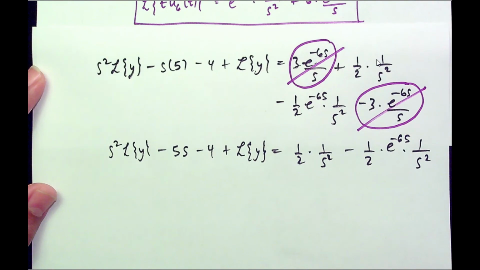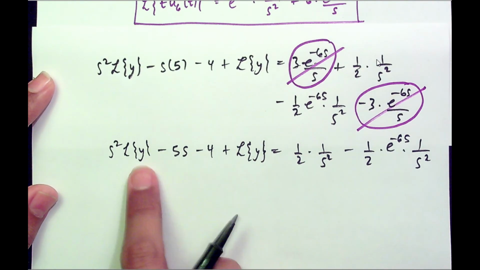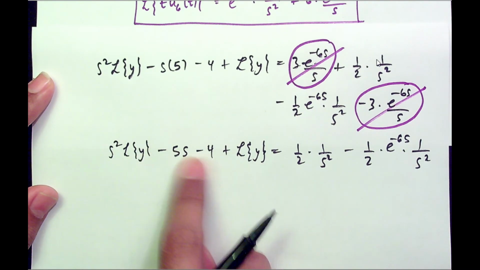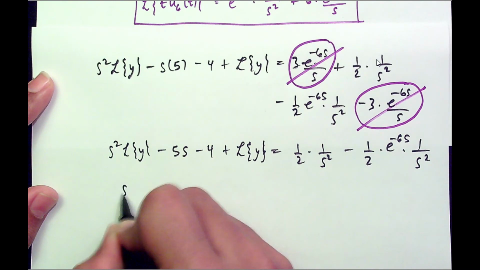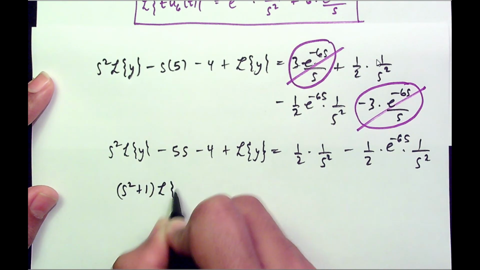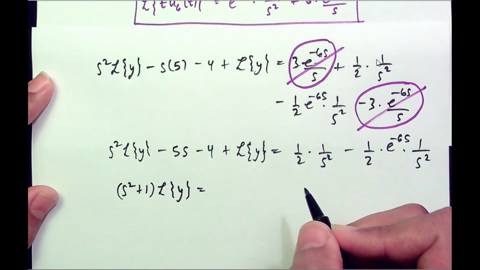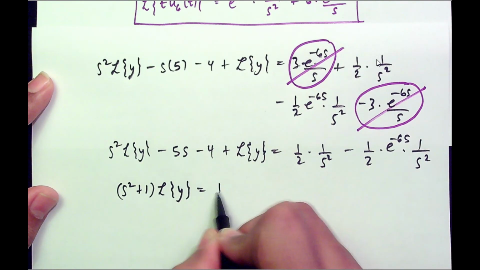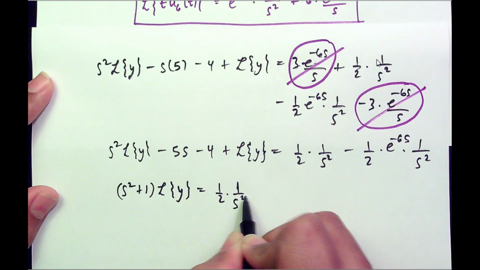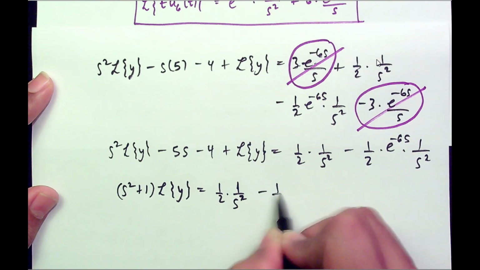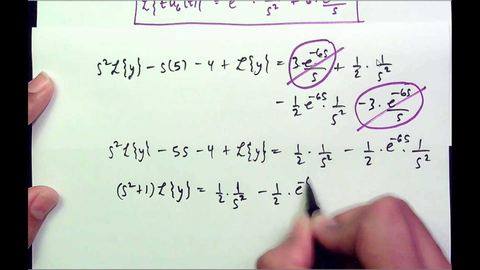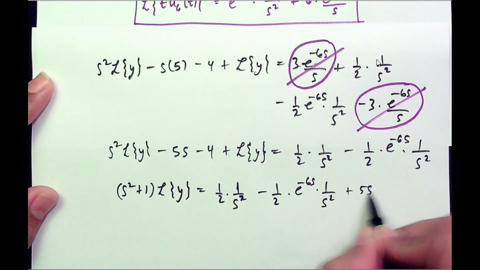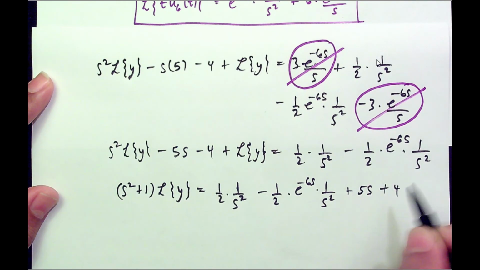Okay, now you want to solve for the Laplace transform of y, so I'm going to keep these two and move everything else to the other side. So this is going to be s squared plus 1 times the Laplace transform of y equals, and these need to move. So I'm going to have 1 half times 1 over s squared minus 1 half times e to the minus 6s times 1 over s squared, and then these two move. So plus 5s plus 4.